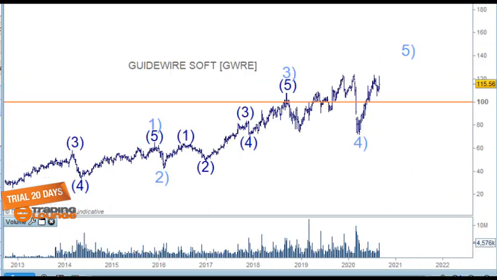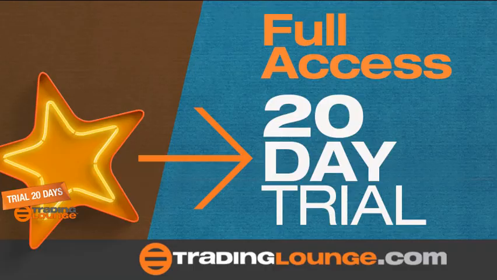Okay, let's move on. This company here, Guidewire, is a software publisher and specializes in property and insurance. And it's been trending nicely for quite some time here, and I probably need to do some more work on this count, but I was looking at a 3, 4, 5 for 1 and 2 here, then 1 and 2 and 3 and 4 and 5 for the third wave here, an A and a B and a C wave for wave 4.